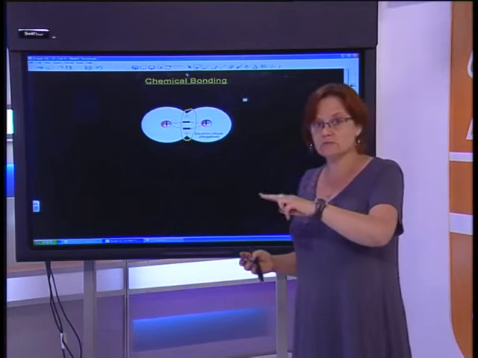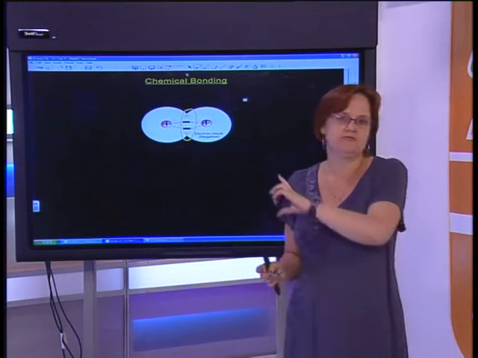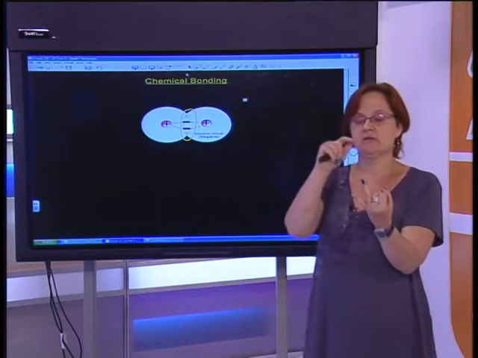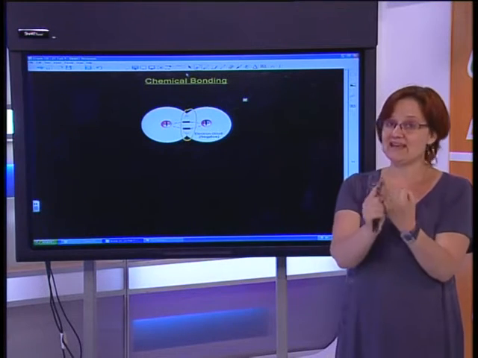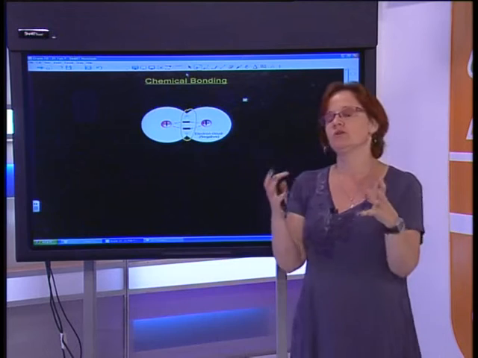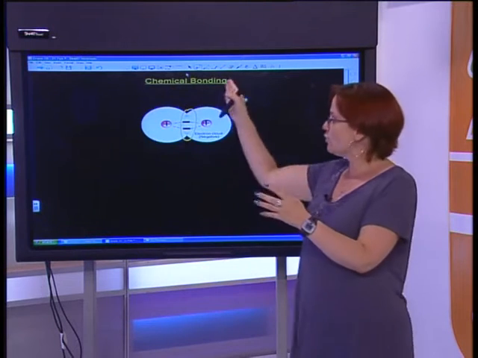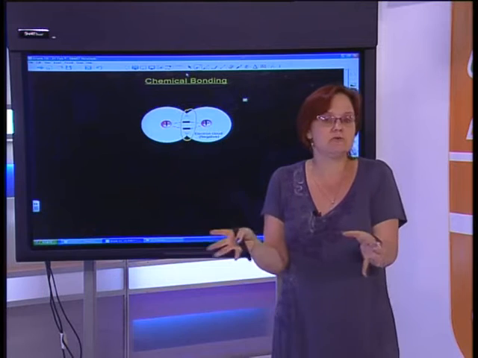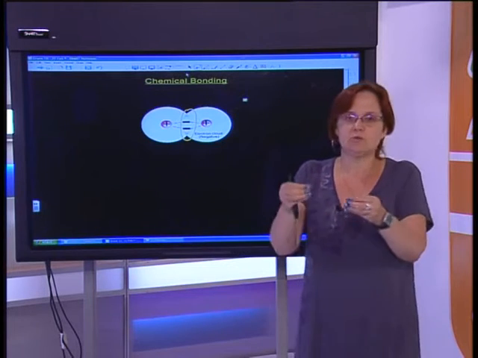Now, atoms bond with each other because they want to fill their orbitals, and they will either do that by sharing electrons, giving electrons away, or taking electrons, but they want those orbitals to be filled. When those orbitals are filled, they get to a lower energy state. So the only reason 2 atoms will bond is they want to get to a lower energy state.